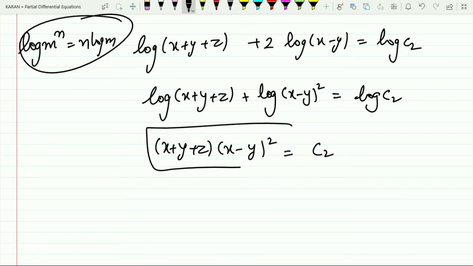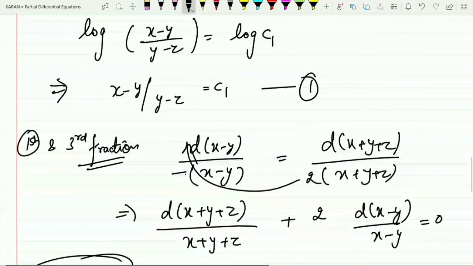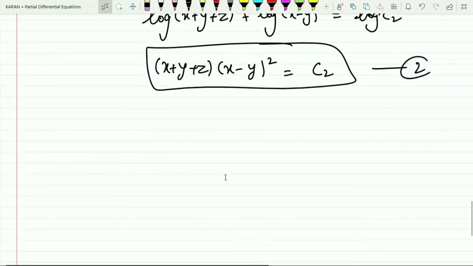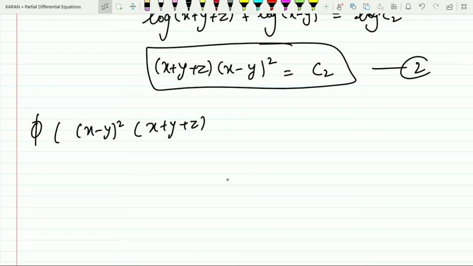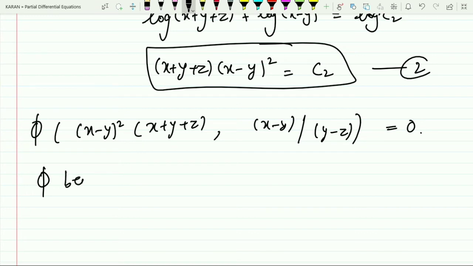This is equal to c2. And mark this as equation number 2. From equation number 1 and equation number 2, you can finally write down the solution, that is the general solution. So this is phi of (x minus y) whole square multiplied with (x plus y plus z), comma, (x minus y) divided by (y minus z), bracket close, equals 0, where phi is an arbitrary function. So this is the required general solution for the above partial differential equation.